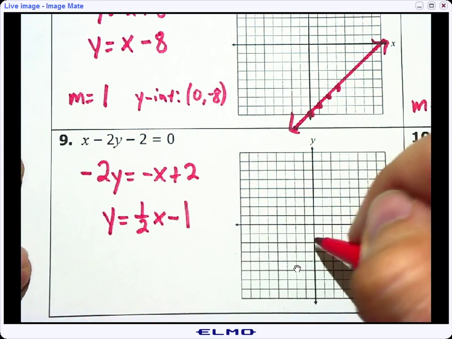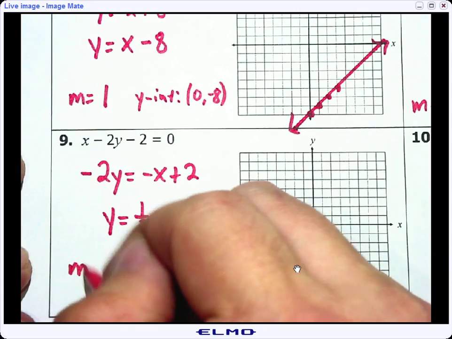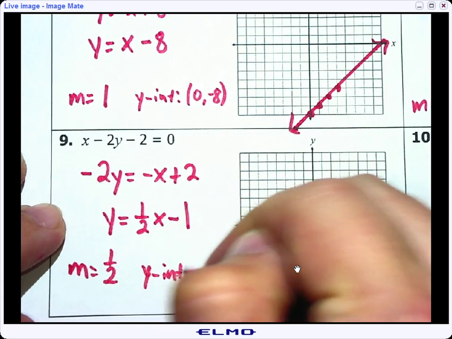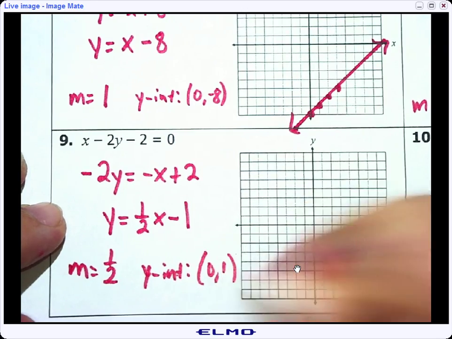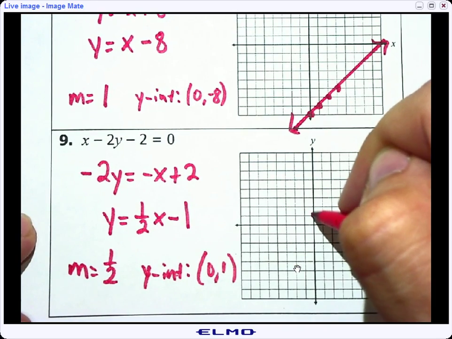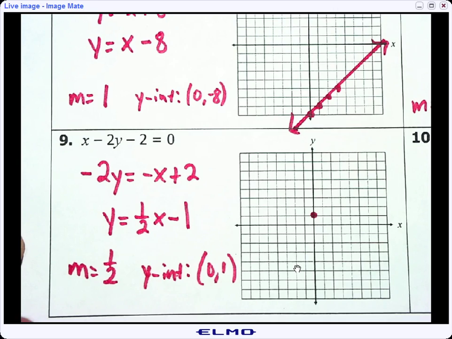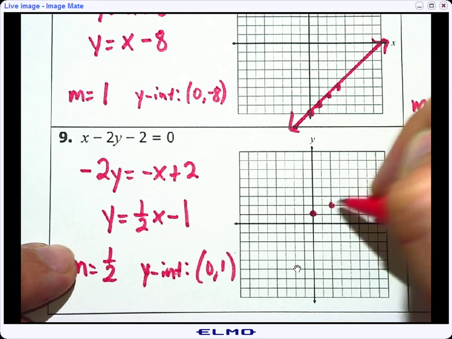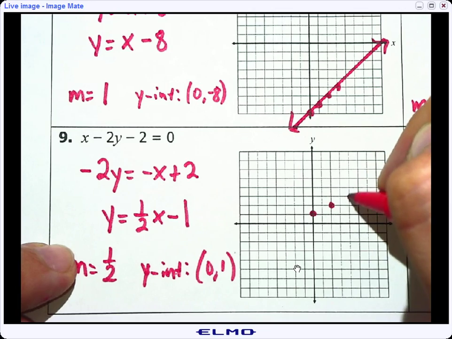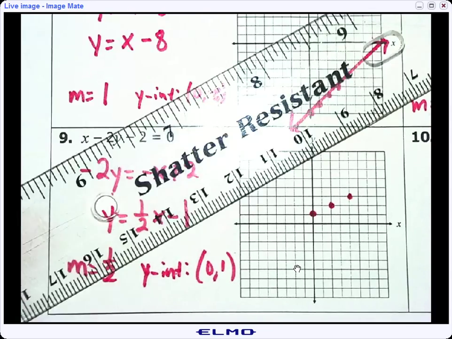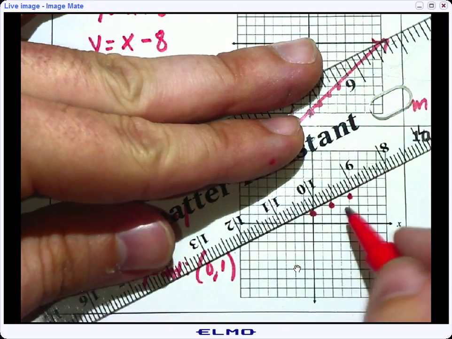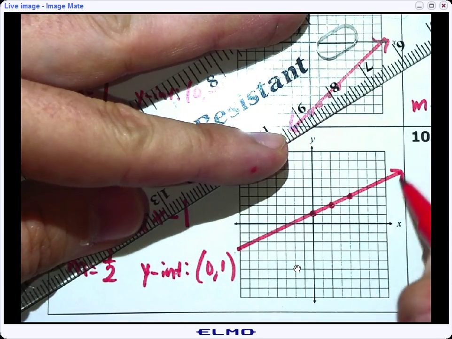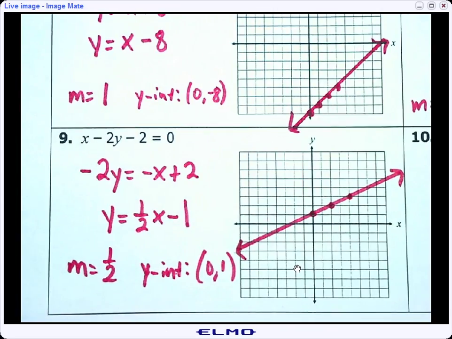On the y-intercept, well, let me get my points here. Let's see. My slope is 1/2, and my y-intercept is at (0, 1). So on the y-axis, we put a point on the 1. From there, I go up 1 over 2. If I need another point, up 1 over 2. Connect your dots. There's your graph.